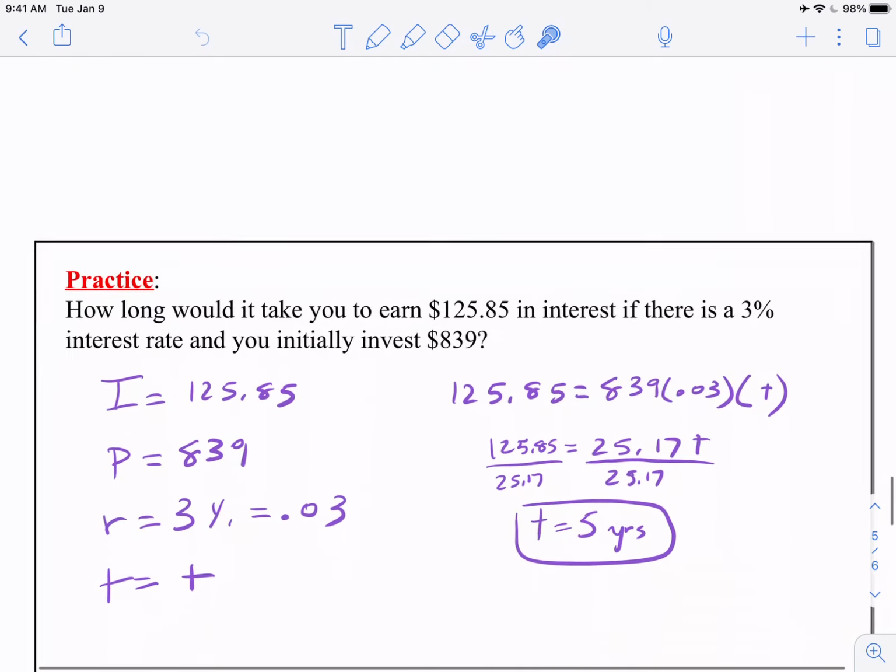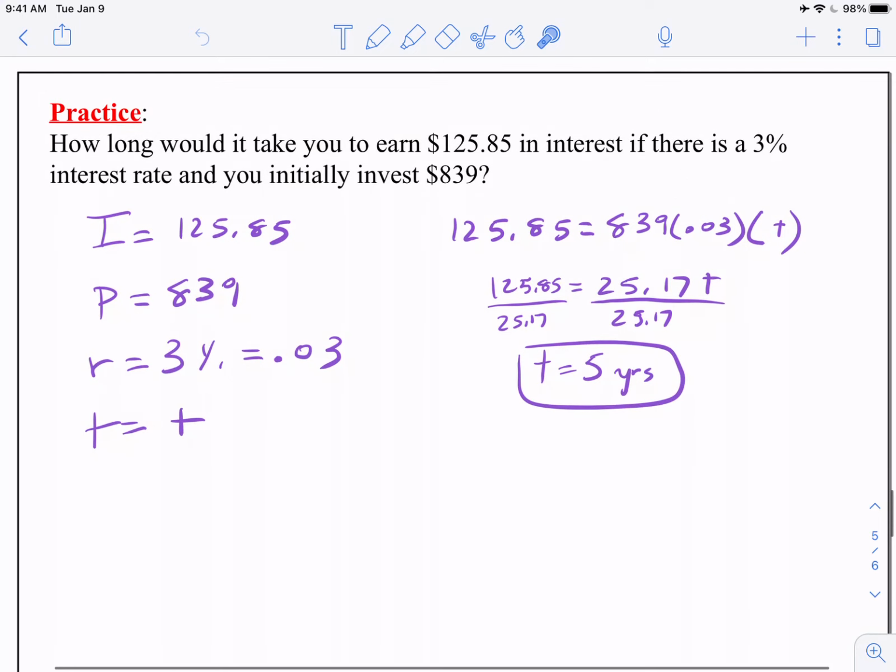Okay. And a next example here, how long would it take you to earn $125.85 in interest if there's a 3% interest rate and you initially invest $839? So this one, once again, I see the interest is clear. This is my starting amount. This is my percent. I make it into a decimal, and now time is missing. I'm going to call it t. You can call it x if you want. I plug into I = PRT. I multiply the two numbers that I can together to get 2517. And I solve for t by dividing both sides by 2517, and I get an answer of 5 years.